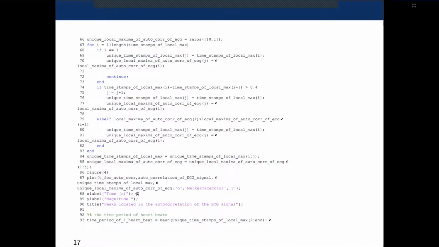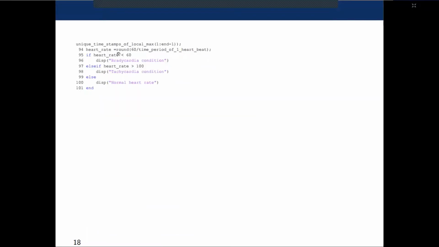highest peaks of interest. Next, we find the time period of a single heartbeat by taking the time difference of the successive peaks and taking the average of them. From that, we can calculate the heart rate as 60 divided by the time taken for one heartbeat. Then we will classify the ECG signal as bradycardia, tachycardia, or having normal heart rate.